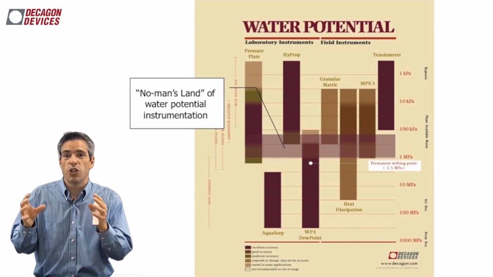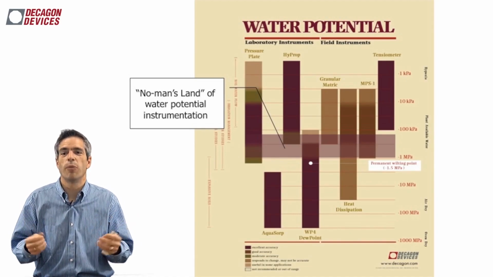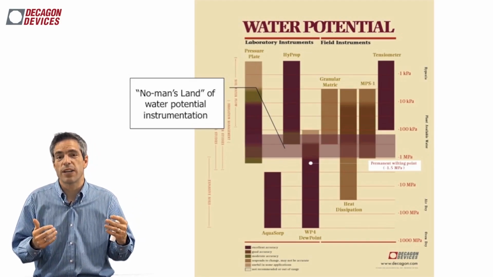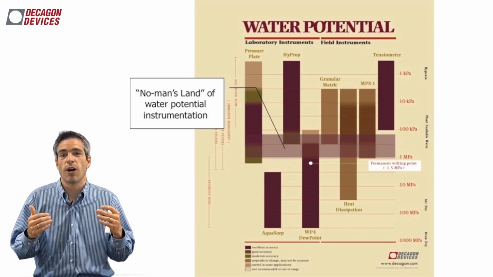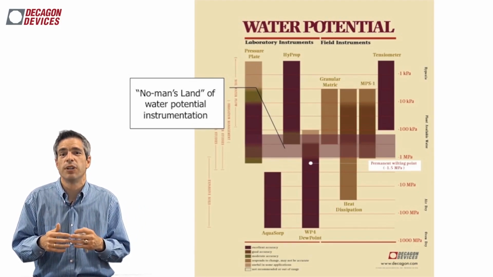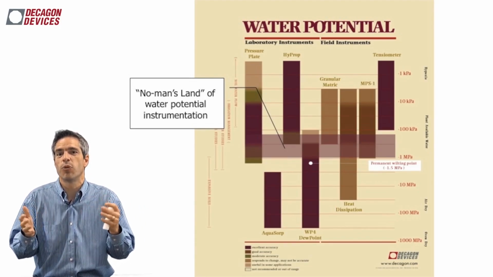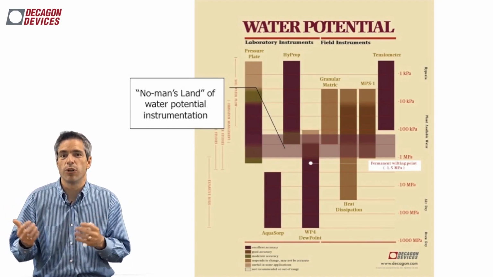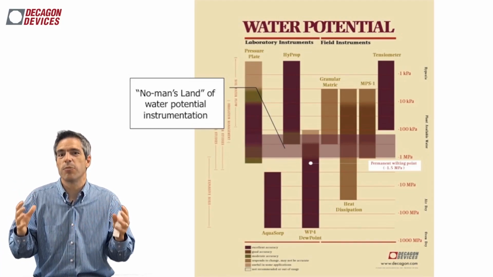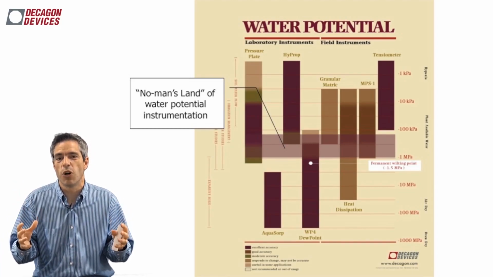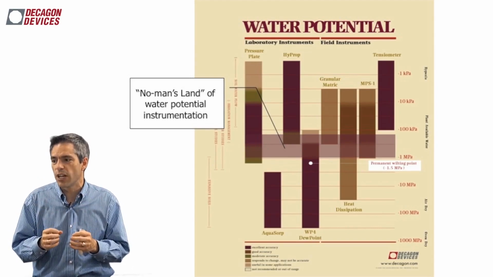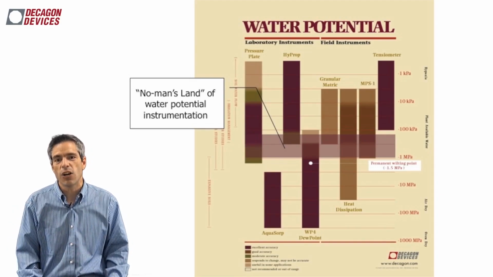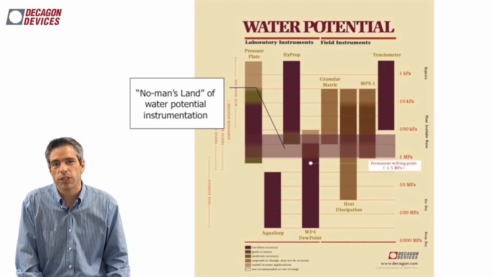Now I show through there what I call the no man's land of water potential instrumentation. It really lasts from a little past negative 100 kPa to negative 1.2 megapascals. So this is the area that I talk about as being the no man's land. If you look at that poster carefully and look at how that shading goes, you realize that in that area we don't have any really good measurements.